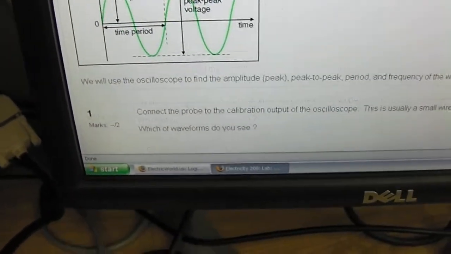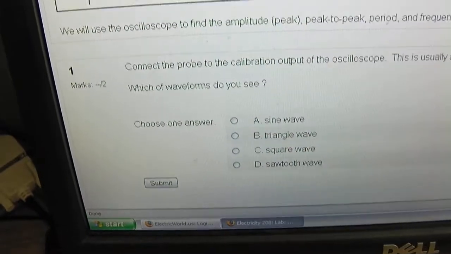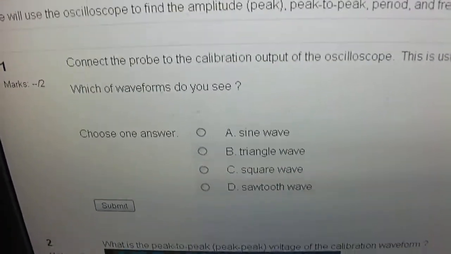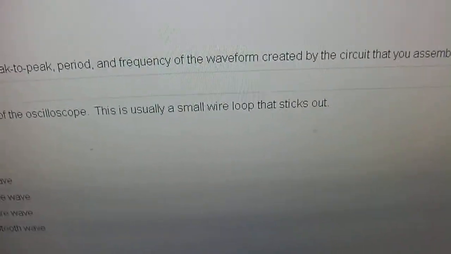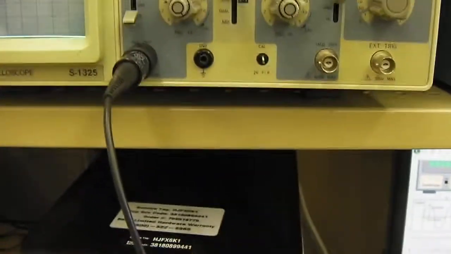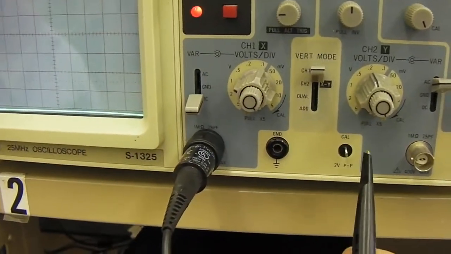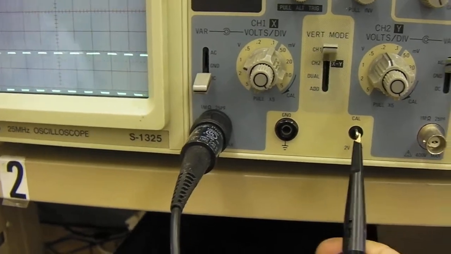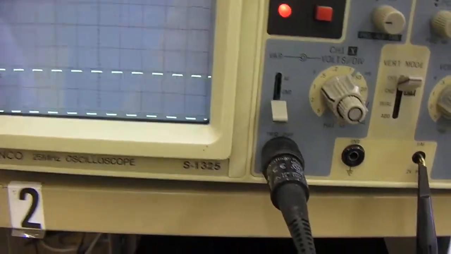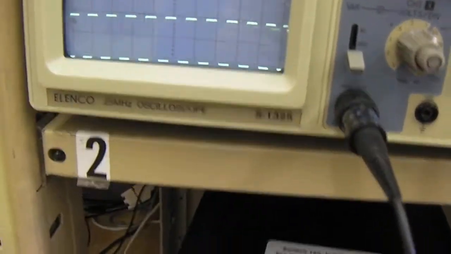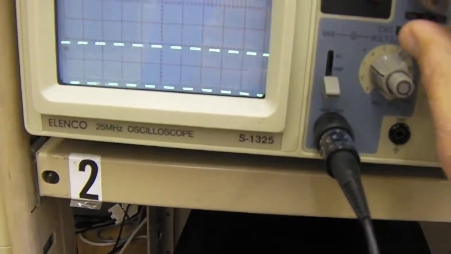Now, we're going to go step by step here. First thing we're going to do is connect the probe to the calibration output of the oscilloscope. And this is usually a small wire loop that sticks out. So that is this thing here. I'm going to take my probe here and connect it to the calibration. Now notice what the oscilloscope did when I did that. It started putting a signal on the screen there.